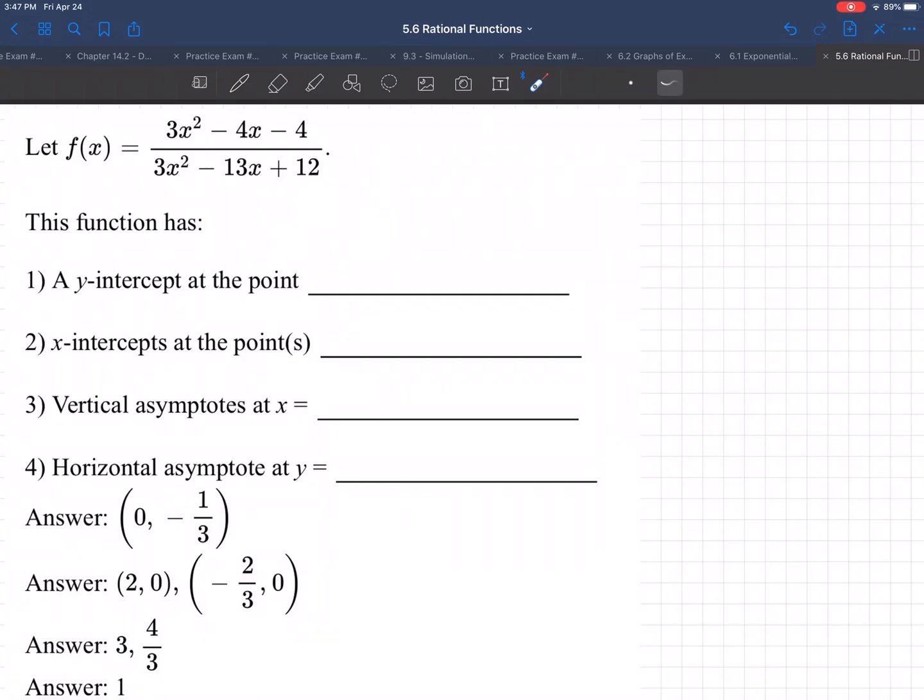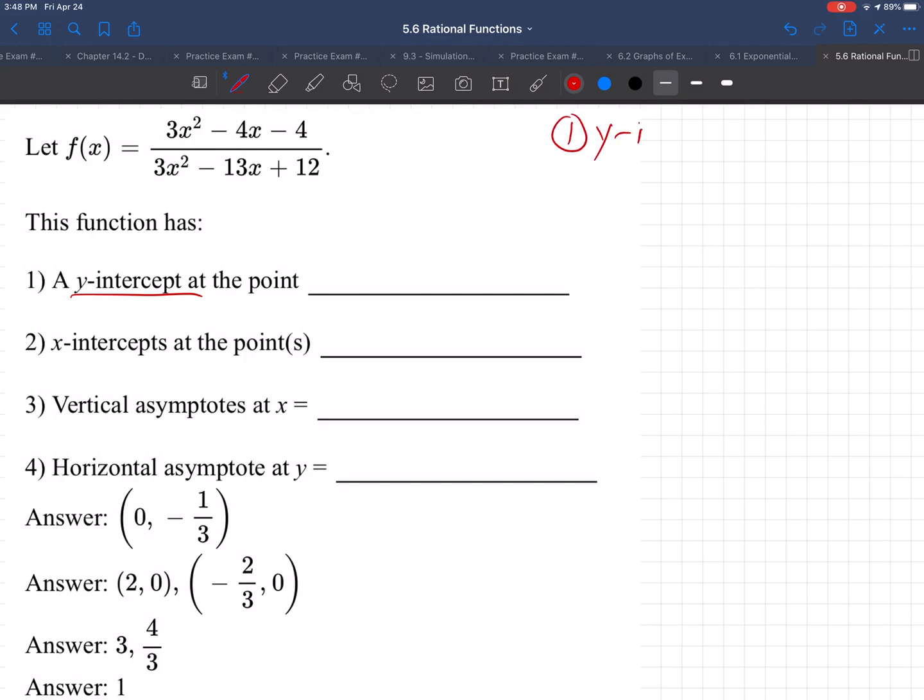Here we have a function, 3x squared minus 4x minus 4 over 3x squared minus 13x plus 12. They want us to find the y-intercept, the x-intercept points, vertical asymptotes, and horizontal asymptotes. Okay, so we have a lot of things we need to find on this problem. Let's start with the y-intercept. How do you find a y-intercept?